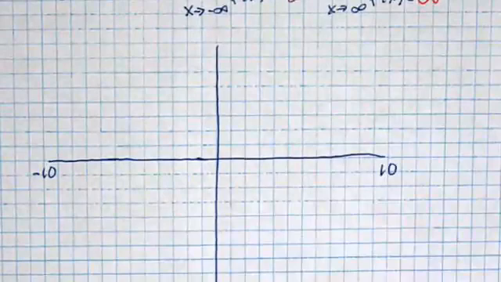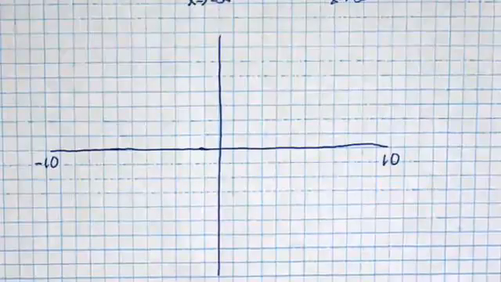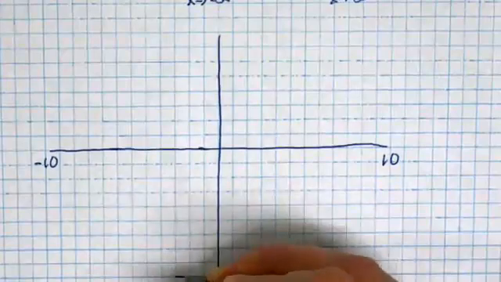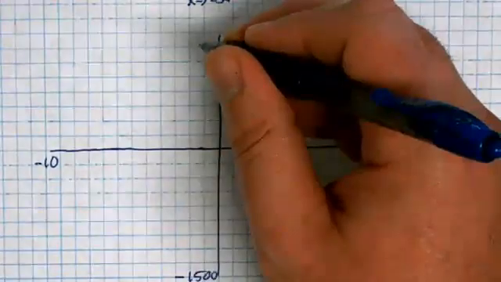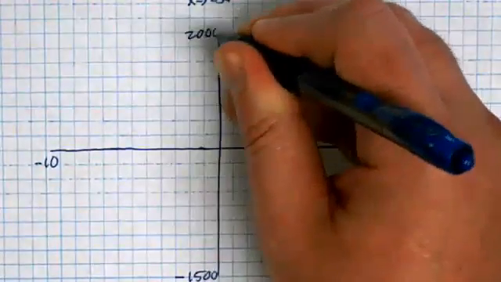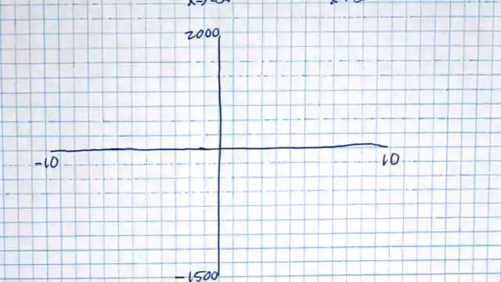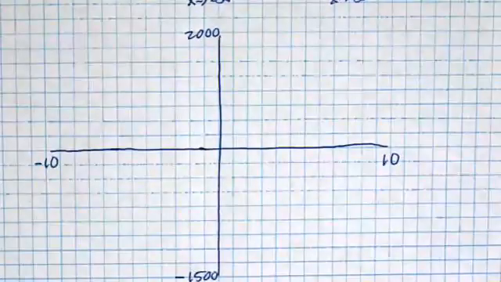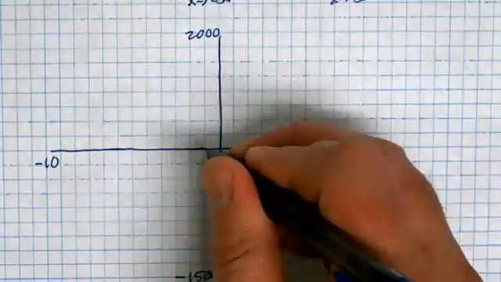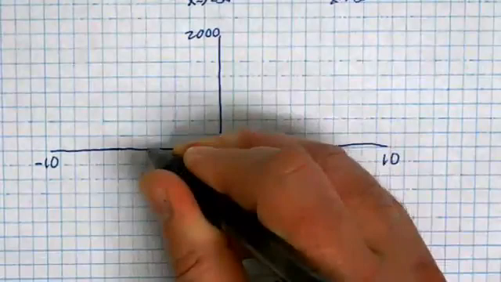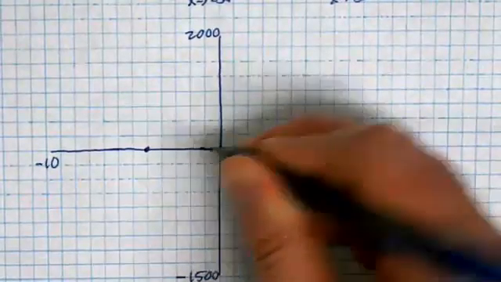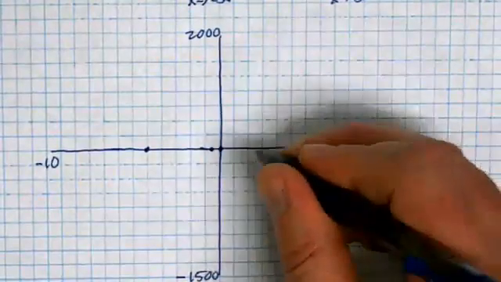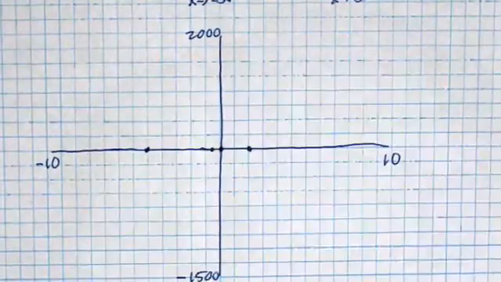Our window settings went from -10 to 10 on the x-axis. We didn't change those. We ended up going all the way down to -1500 on the y and up to, was it 2000? Yeah, up to 2000 on the y. You don't need to put a tick mark in there for every 1000 or anything like that. We knew we had an x-intercept at -5. And there's one at 0, and there's one at -1/2, and there's one at 2. And I can see all of those on my graph.